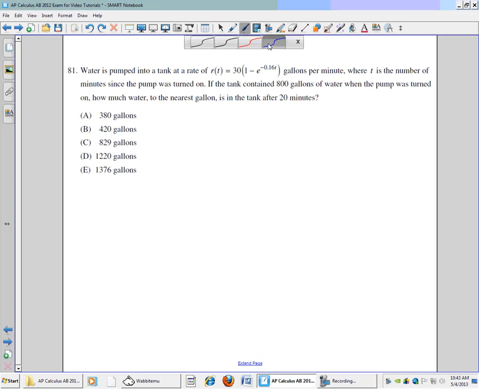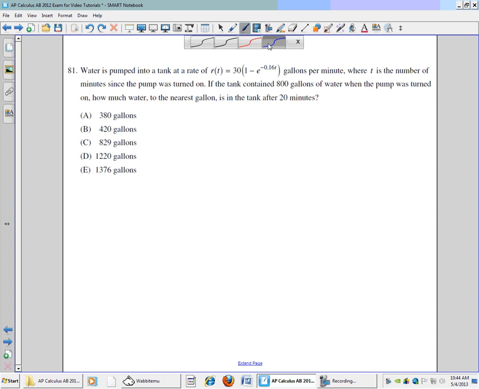This is problem number 81 from the 2012 AP Calculus exam. Water is being pumped into a tank at a rate of R of t equals 30 times the quantity of 1 minus e raised to the power of negative 0.16 t, and that's in gallons per minute, where t is the number of minutes since the pump was turned on. If the tank contained 800 gallons of water when the pump was turned on, how much water to the nearest gallon was in the tank after 20 minutes?